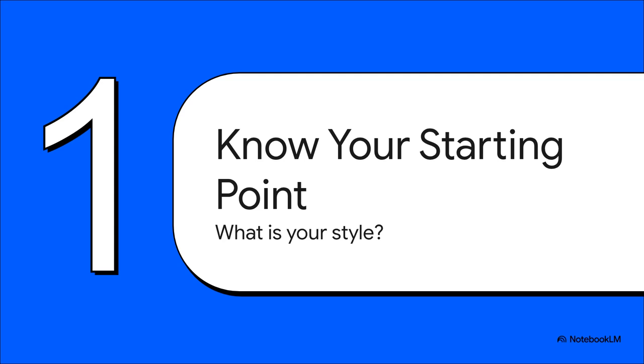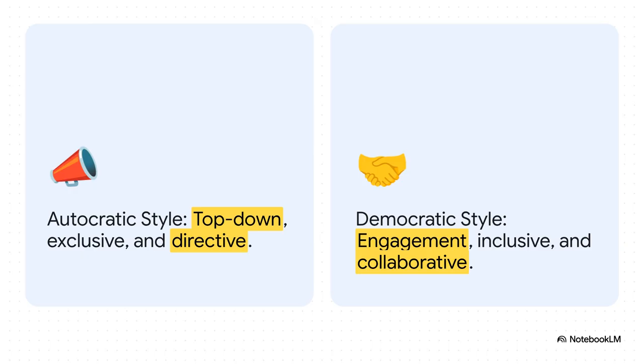Before you can figure out where you're going, you have to be brutally honest about where you're standing right now. What's your natural go-to management style? This is your personal baseline. You can think of management styles as being on a spectrum.